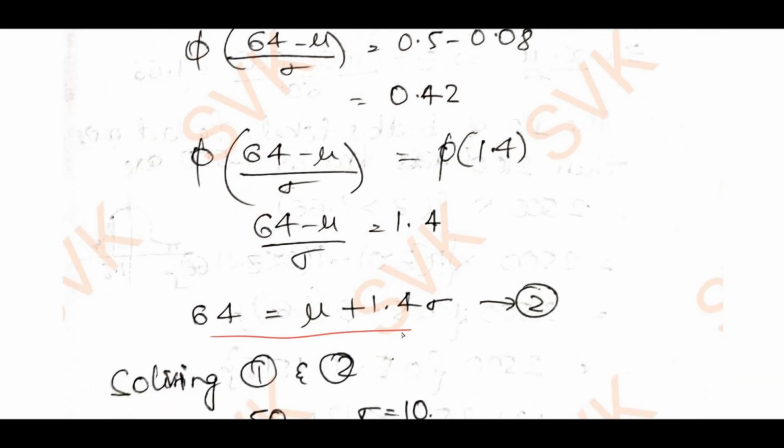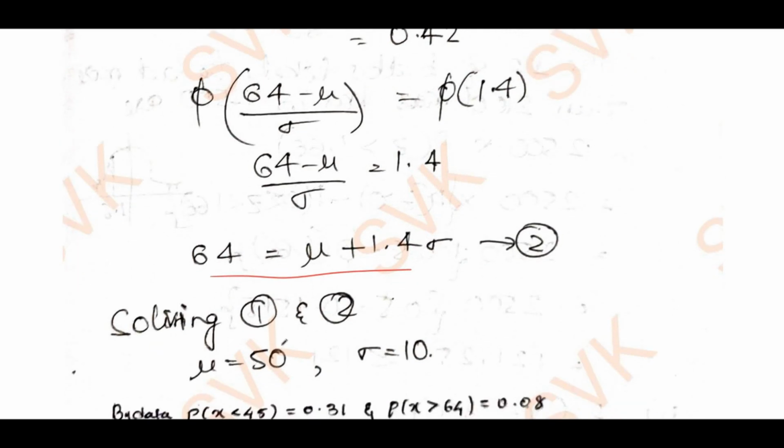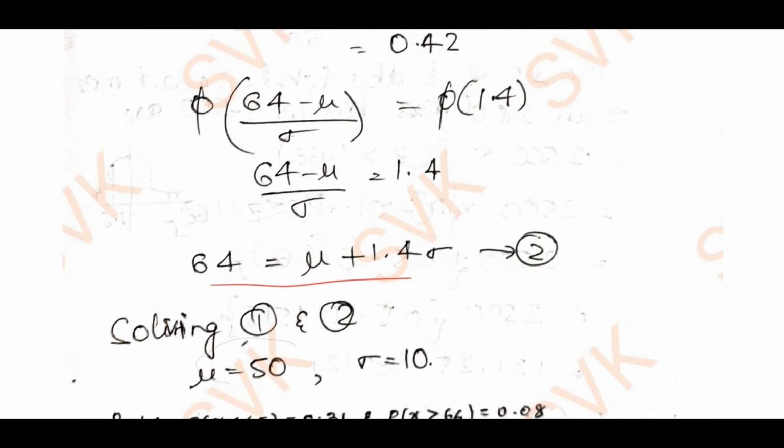So solving equations 1 and 2, I am going to get the values of mu and sigma. So that is what they have asked. The mean and standard deviation of the given problem we can find out easily. So this is one of the easiest problems to solve in your exam. Now moving on to the next model question paper.